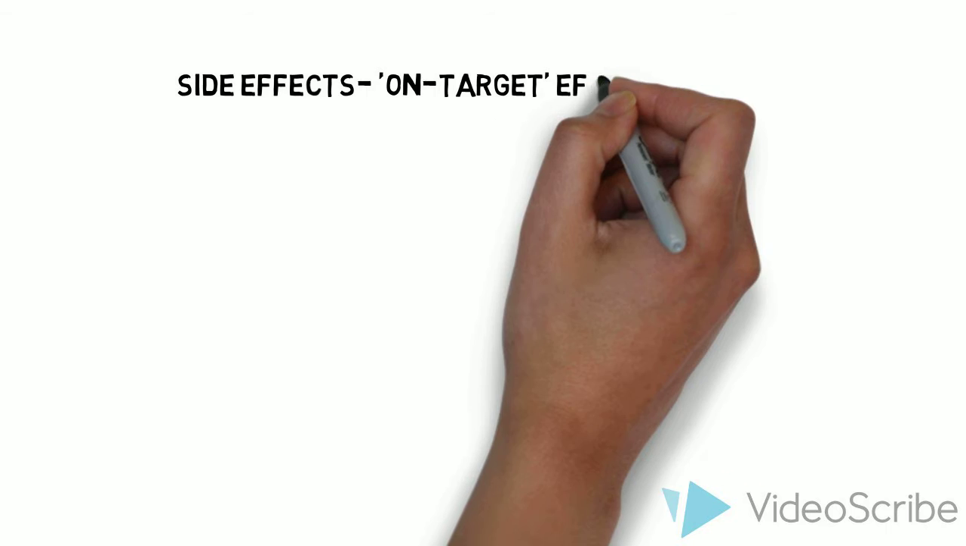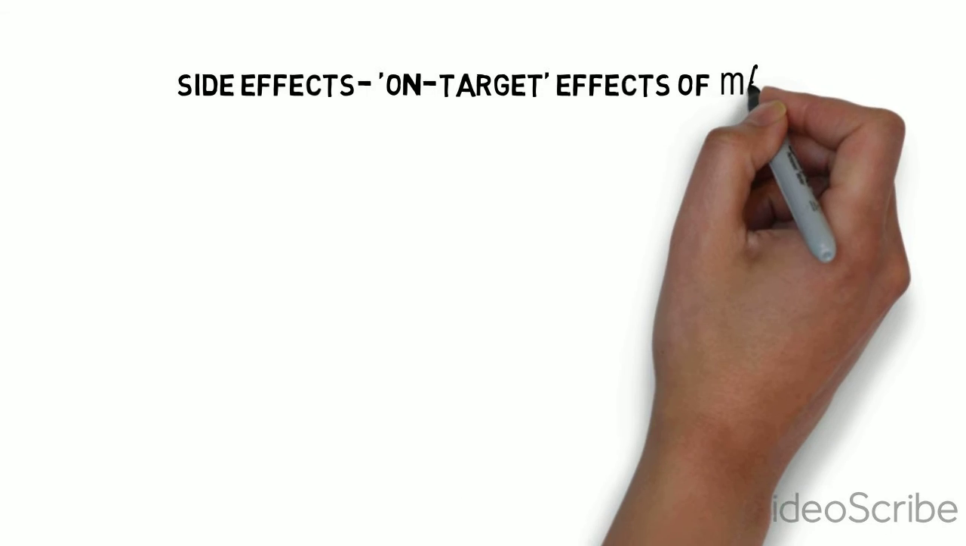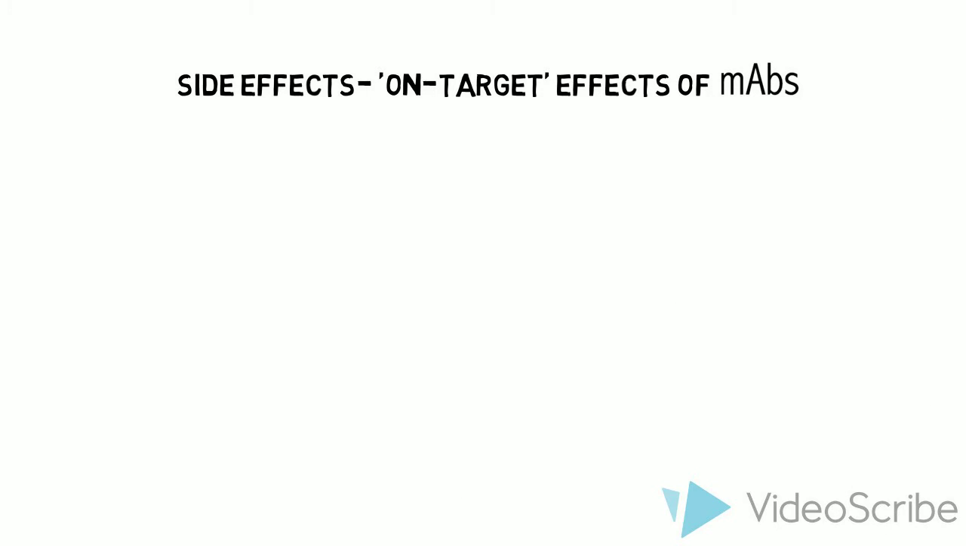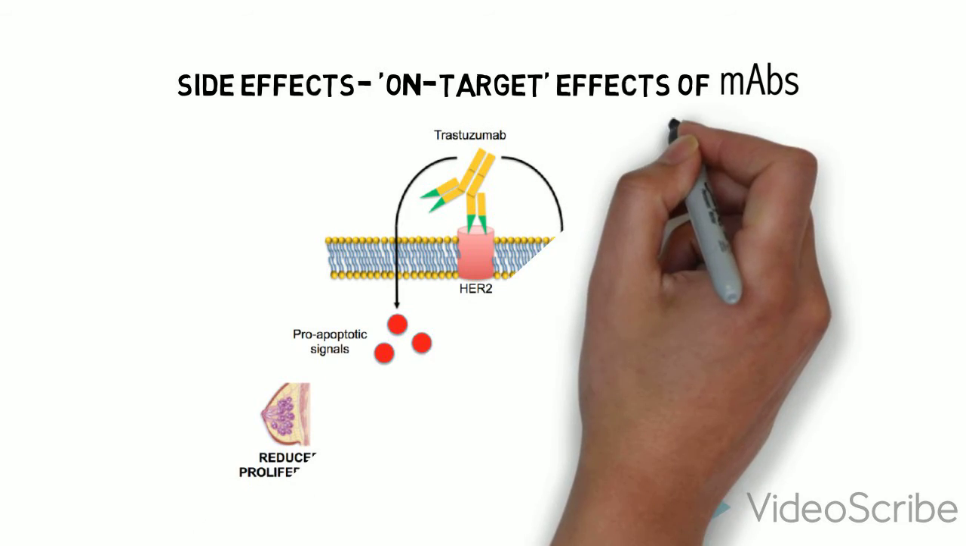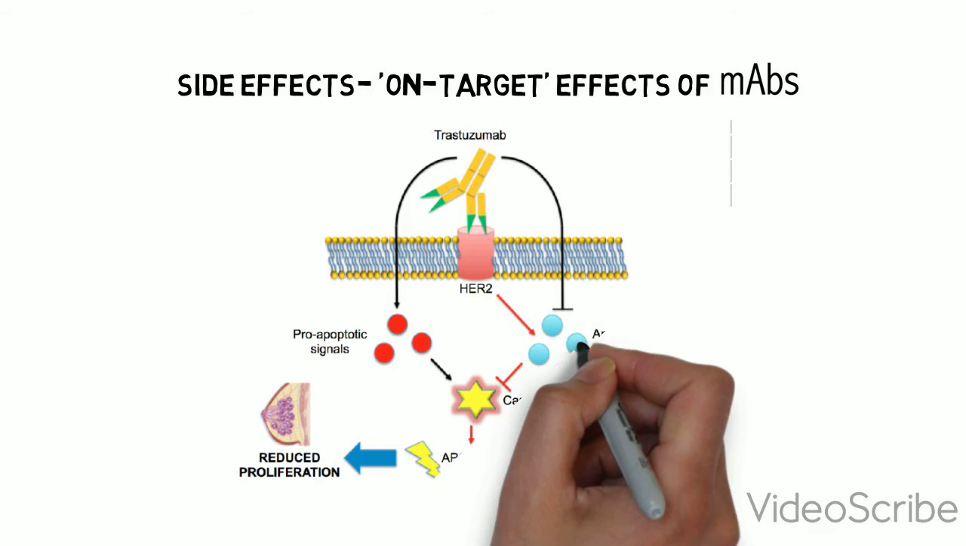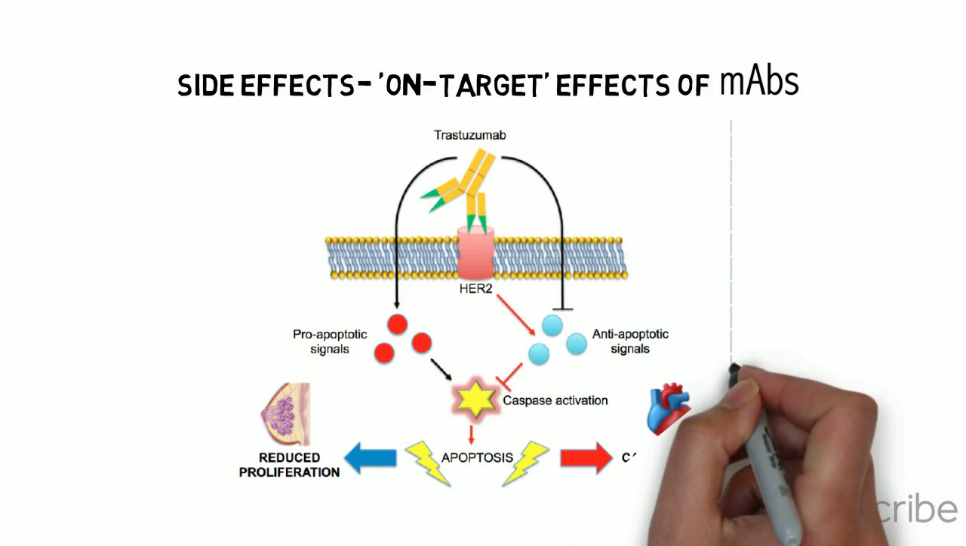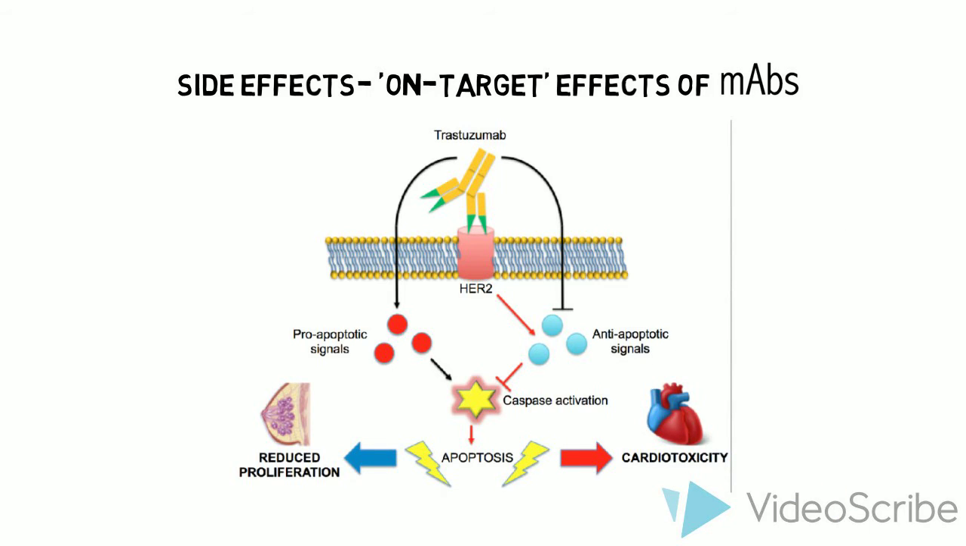Adverse effects may also be due to on-target effects of the monoclonal antibody. This is evident for trastuzumab. Activation of HER2 promotes proliferation via an anti-apoptotic signaling pathway. The binding of trastuzumab to HER2 inhibits anti-apoptotic signaling and promotes caspase activity through pro-apoptotic signaling. This results in apoptosis, which is the aim in breast cancer treatment.